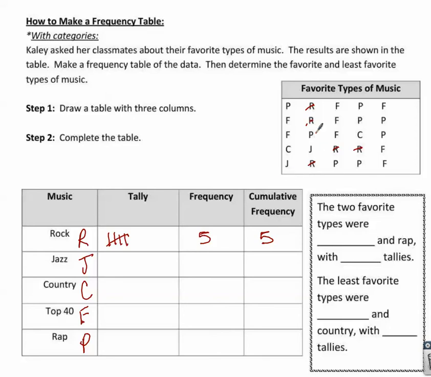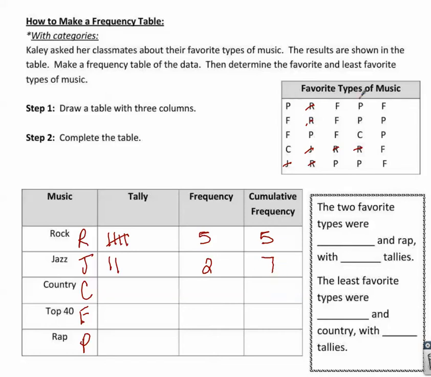Now let's talk about jazz. So you go through, look at your chart. I have 2 J's. So I'm going to have 2 tallies. That's a frequency of 2. Now my cumulative frequency, I have these 5 tallies and these 2 tallies. So I had a total of 7 tallies. So it's what you have accumulated so far to this point.